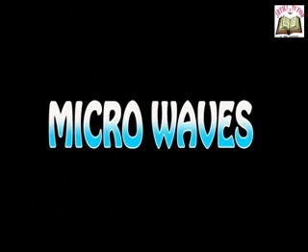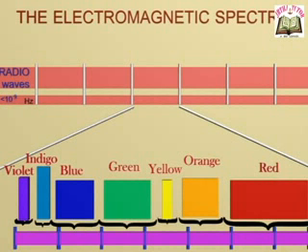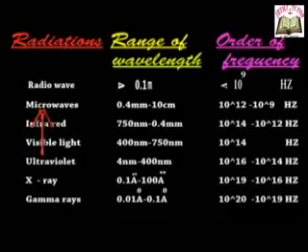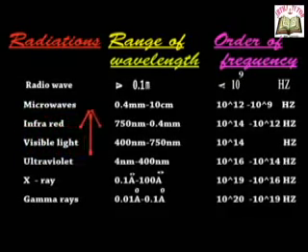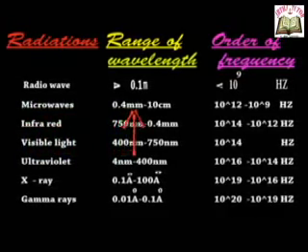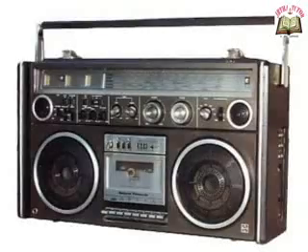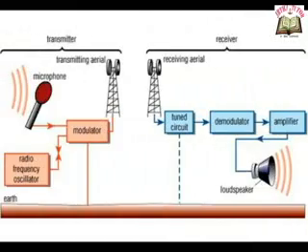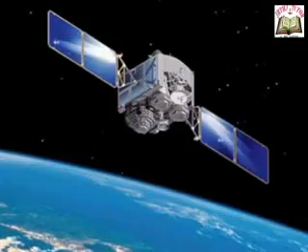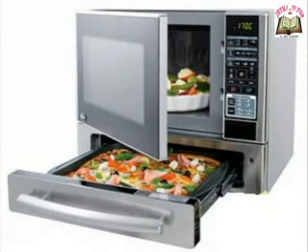Microwaves. Electromagnetic waves having a wavelength range of 0.4 mm to 10 cm are called microwaves. Microwaves are used in radio and satellite communication systems. Microwaves are used in heating devices such as microwave ovens.